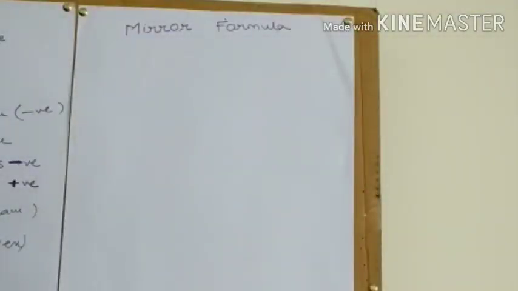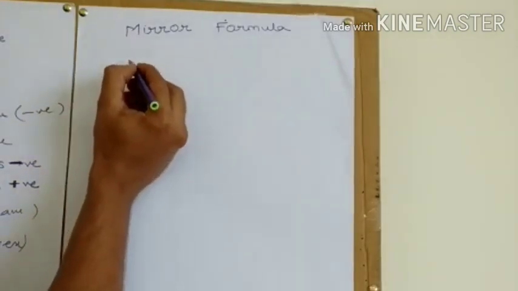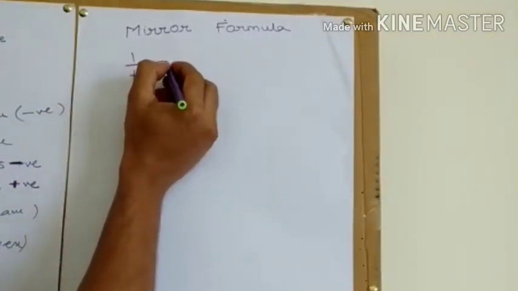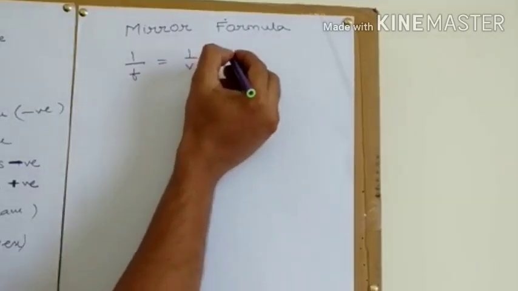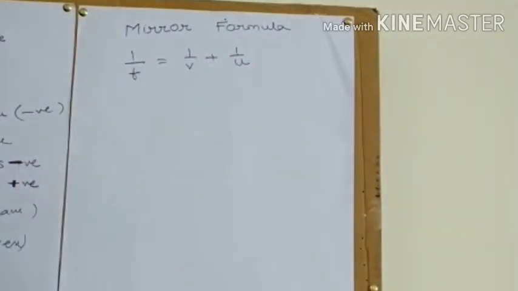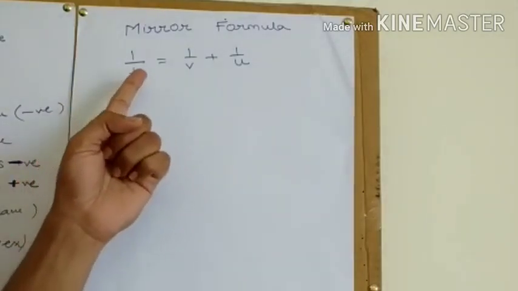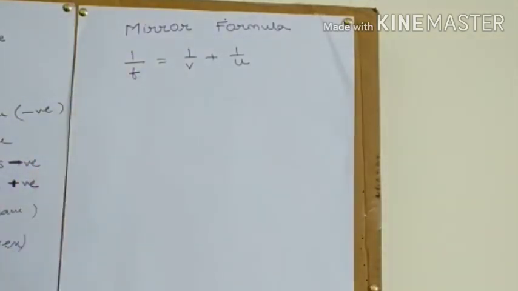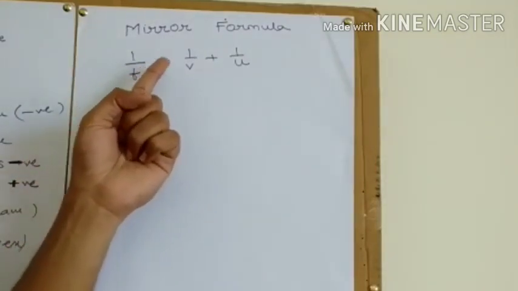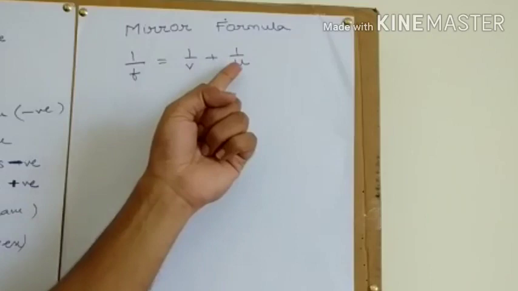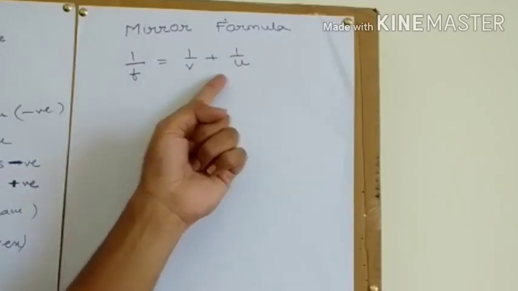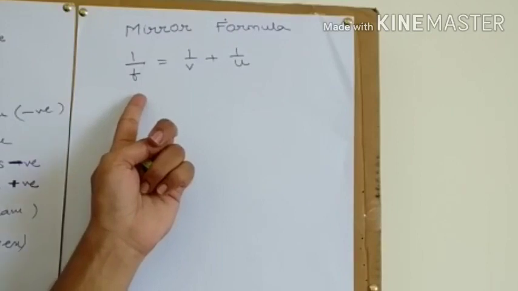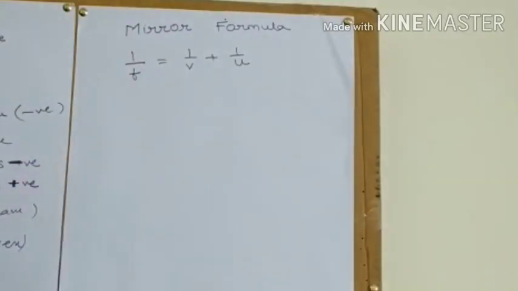Now we move to another important concept, that is called the mirror formula. This mirror formula will be applicable for concave mirrors as well as convex mirrors. What is the formula? The mirror formula is 1/F = 1/V + 1/U. Okay, so what is the mirror formula? 1/F = 1/V + 1/U. And of course you know, F stands for focal length, V stands for image distance, and U stands for object distance. Okay, this is the mirror formula, you have to memorize this. And as I said, it is applicable for concave as well as convex.